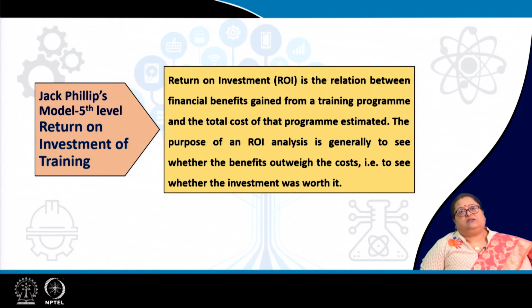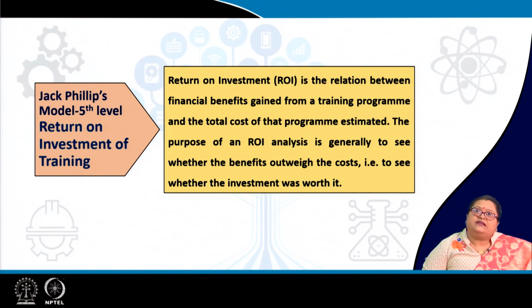The Jack Phillips model discusses return on investment of training. It is the relation between the financial benefits gained from a training program and the total estimated cost of that program. The purpose of an ROI analysis is generally to see whether the benefits outweigh the cost, that is, to see whether the investment was worth it.